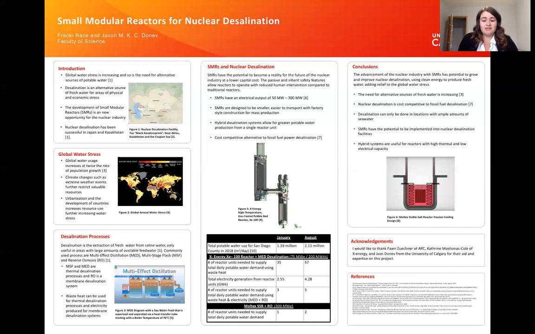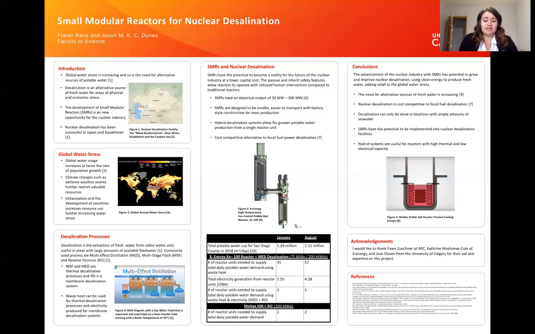So using multi-effect distillation and the waste heat, and then reverse osmosis with the electricity produced from the XE100 reactor, we would require 3 reactors in January and 5 reactors in August to produce all of the potable water demand for a day in San Diego County.